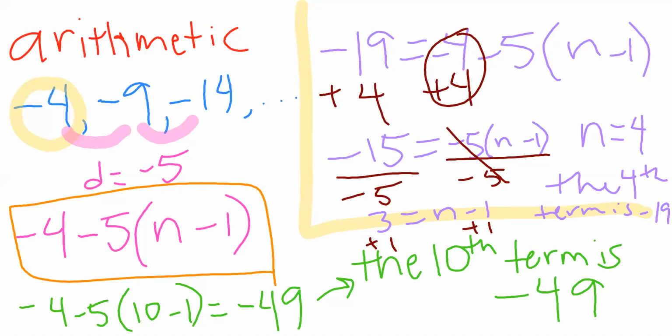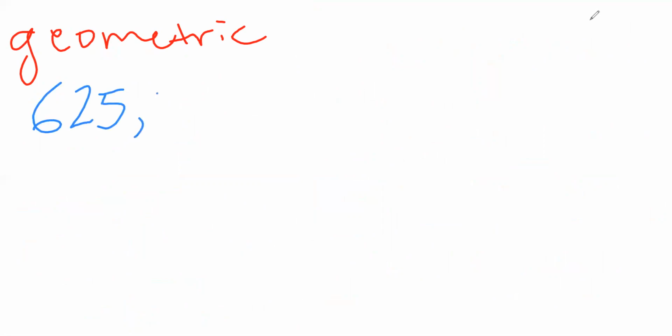Let's go ahead and do a geometric example, pretty similar. Let's do a geometric where our sequence is being divided. So let's say we have 625, 25, 5. Maybe you're not sure what the relationship is here. So we can go ahead and take a look.